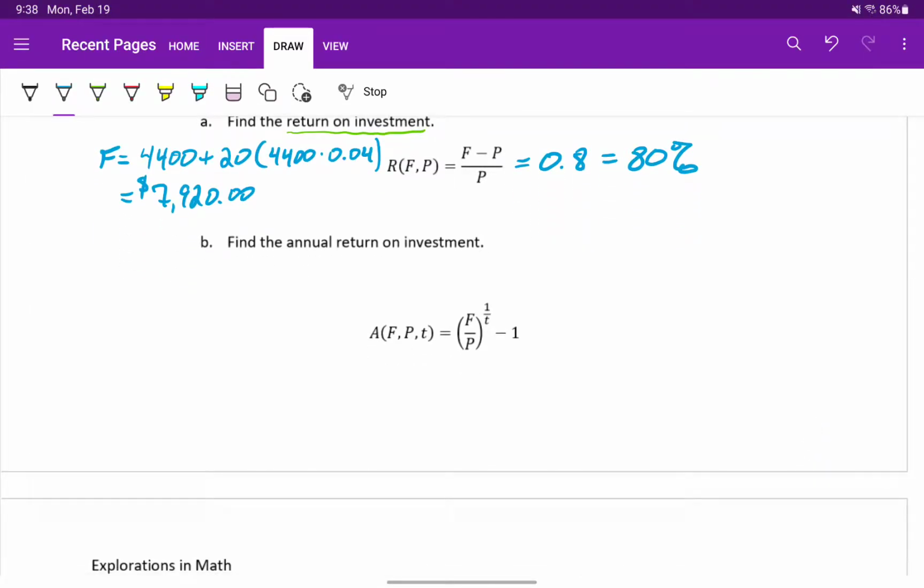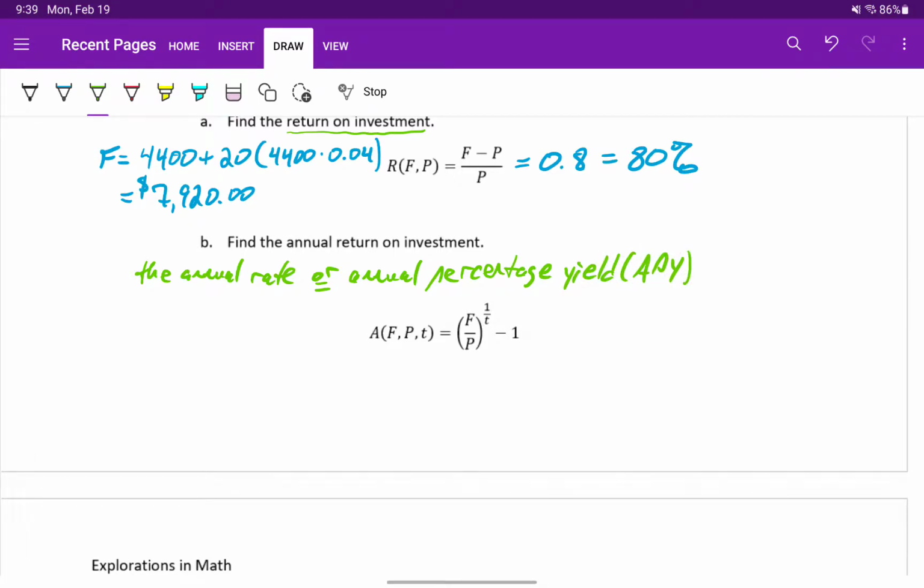Next, we can look at finding the annual return on investment. The annual return on investment is the annual rate, or sometimes referred to as the annual percentage yield, abbreviated APY, that would result in the same amount if interest was paid once a year.